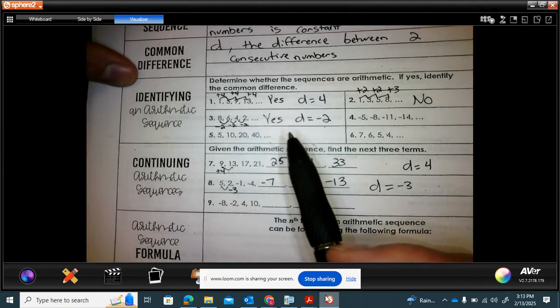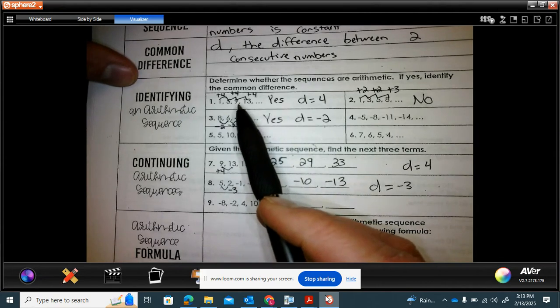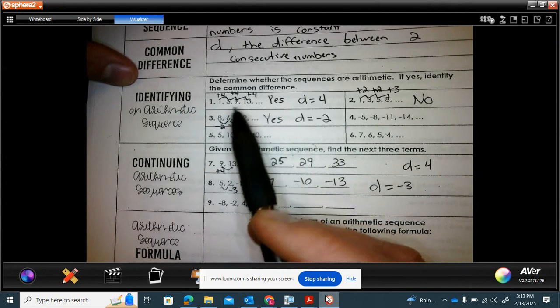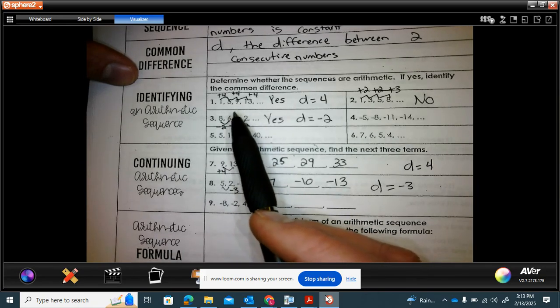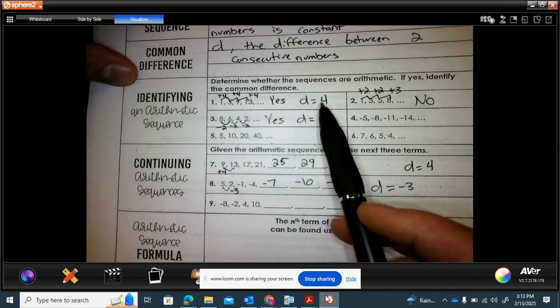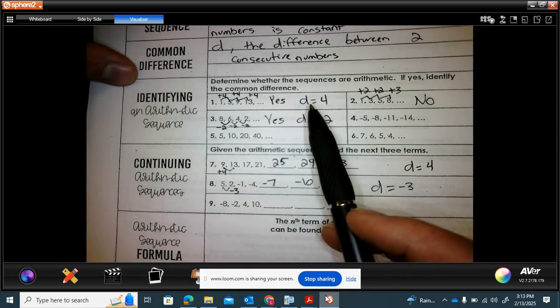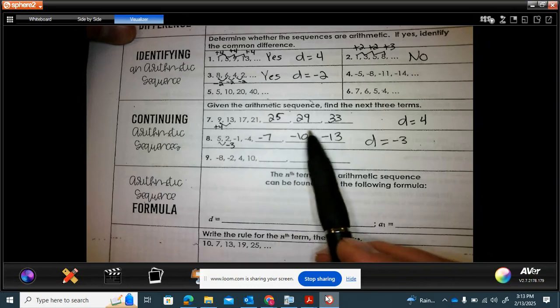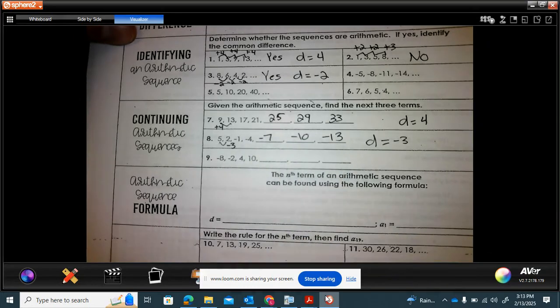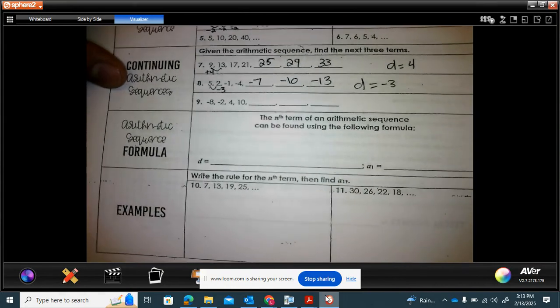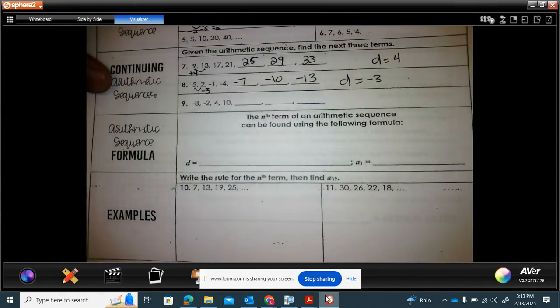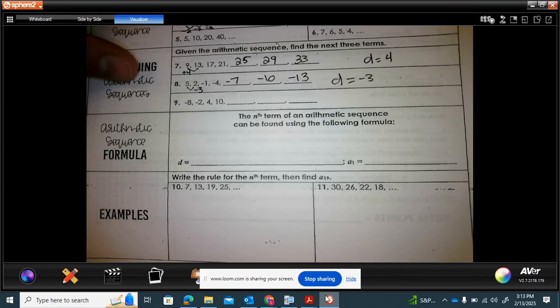So you should be able to identify if a sequence is an arithmetic sequence. Is it going up or down by the same amount by addition or subtraction? If it is an arithmetic sequence, can you identify the common difference? And then can you add to the pattern? So that's the basic part. And then this is the part where they usually ask on the EOC.